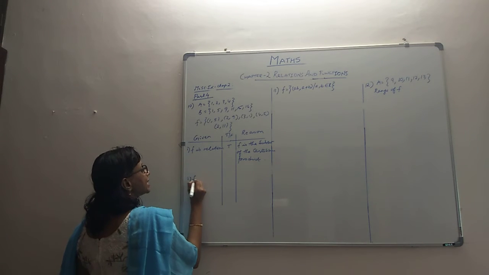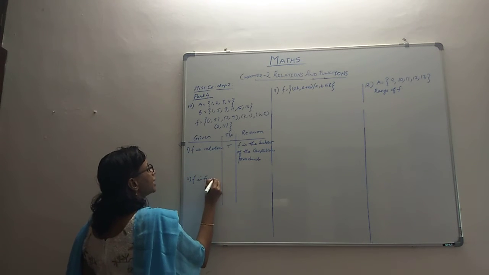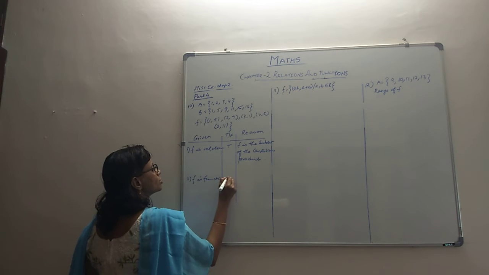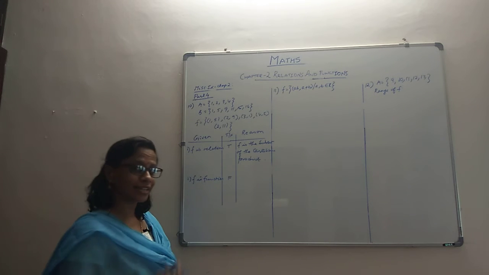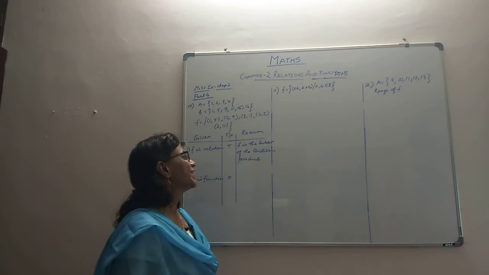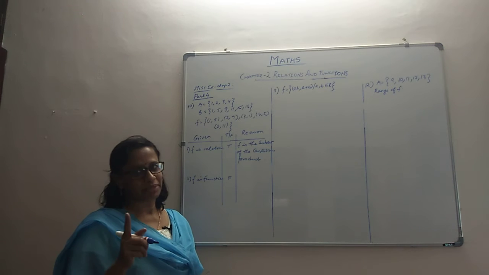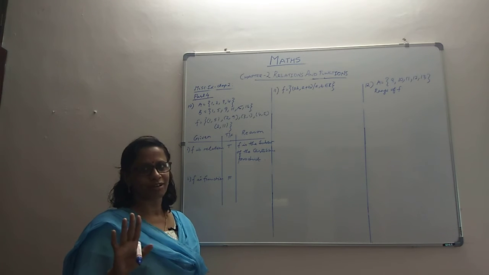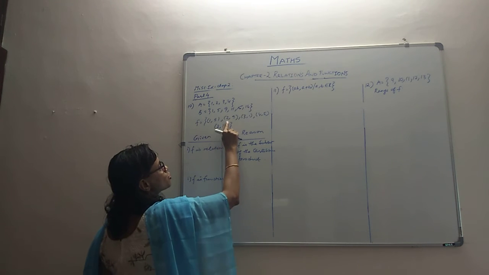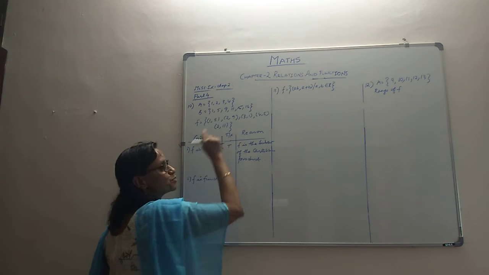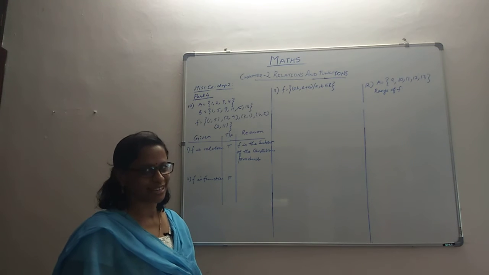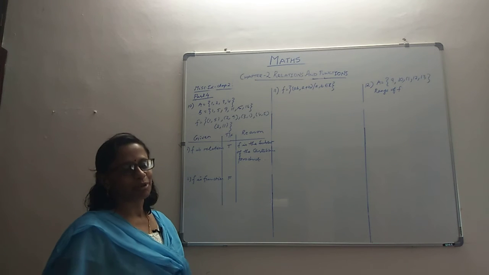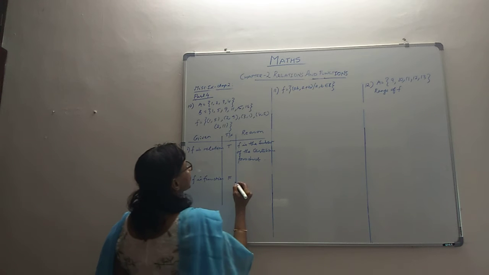Now, second, they are asking if f is a function. That is not true. That's false. Why? We have to give a counter example. I have told you one pre-image, two images is not allowed. And here we have 2 with the image 9, and 2 with the image 11. That is not allowed, and that is the problem why it is not a function.